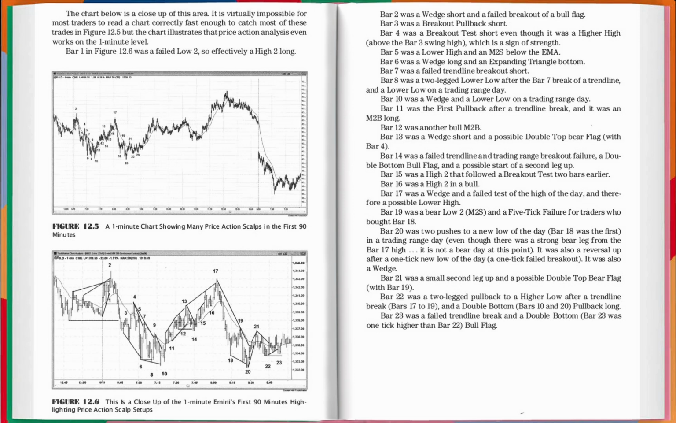Bar 11 was the first pullback after a trendline break, and it was an M2B long. Bar 12 was another bull M2B. Bar 13 was a wedge short and a possible double top bear flag with bar 4. Bar 14 was a failed trendline and trading range breakout failure, a double bottom bull flag, and a possible start of a second leg up.